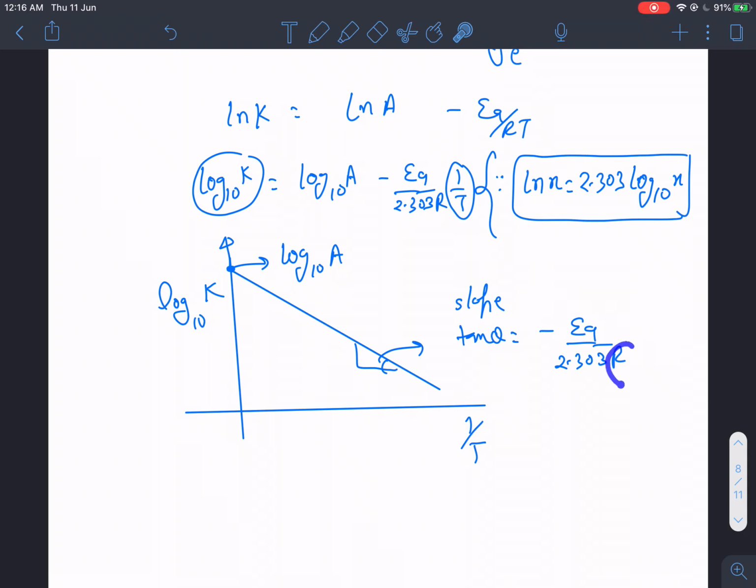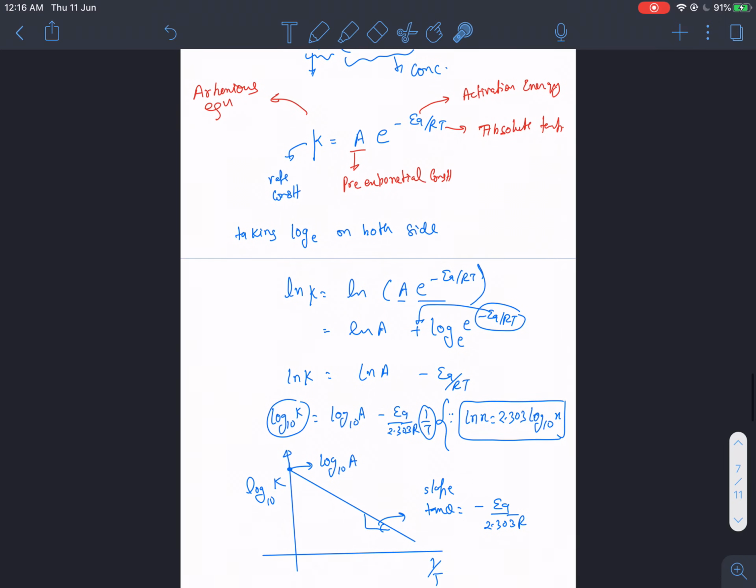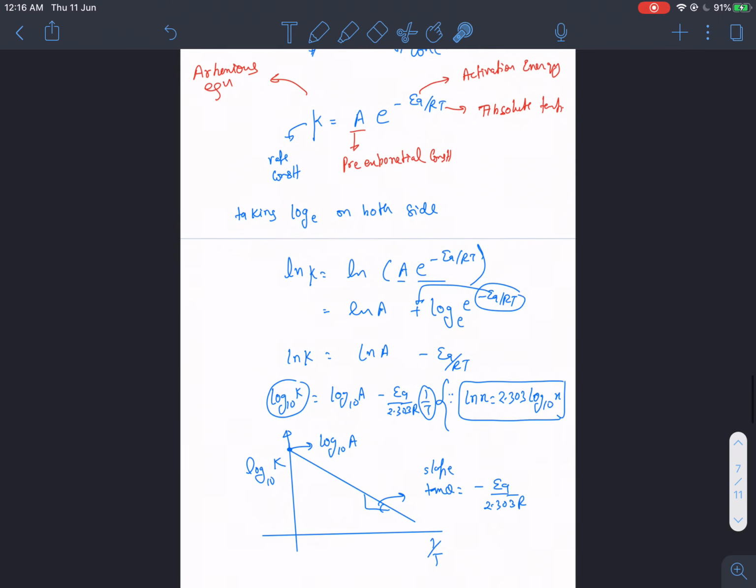So if R is given in calorie, if you remember, it is 2 calorie per mole per Kelvin, or in SI unit you know that it is 8.314 joule per mole per Kelvin. So that's how we are going to calculate it. So this was all about the Van't Hoff equation, right? So I have explained it properly.